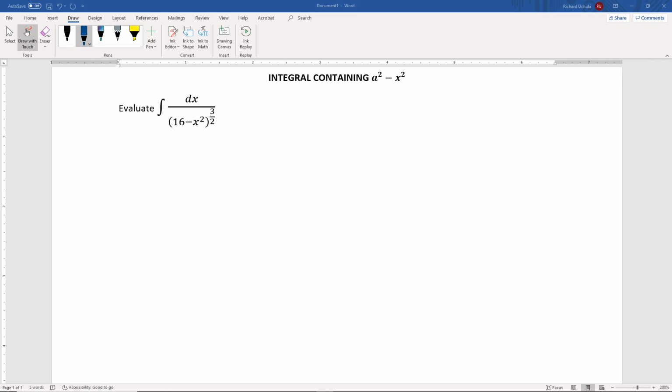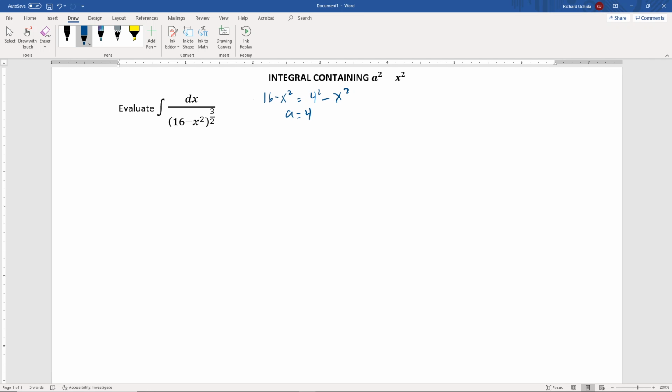In this video, we'll do an example of trigonometric substitution where we'll have an integral containing one of the form a squared minus x squared. For this one, you're to evaluate the integral dx over the quantity 16 minus x squared raised to the 3 halves. So in this case, our a would be 4 because 16 minus x squared is the same thing as 4 squared minus x squared. So our a is 4 in this case.